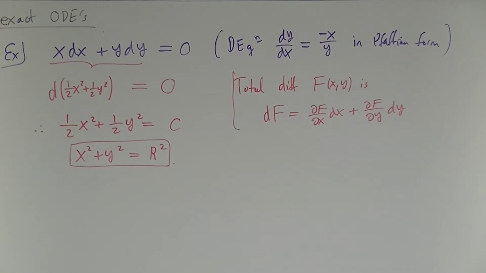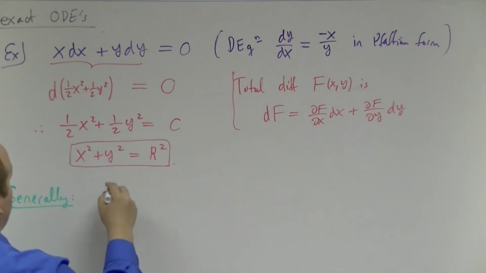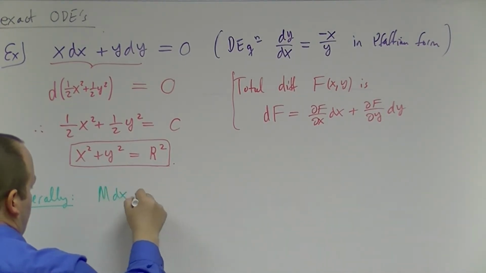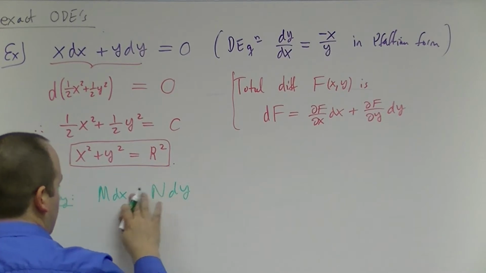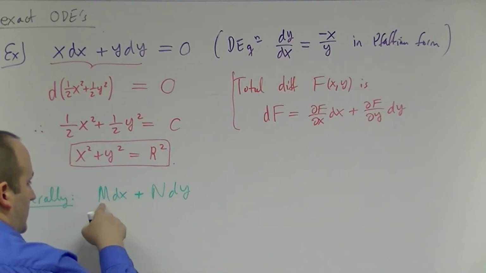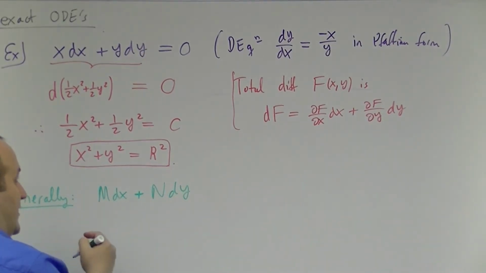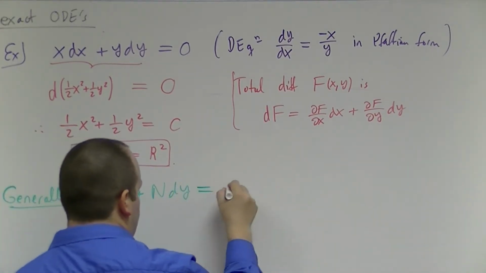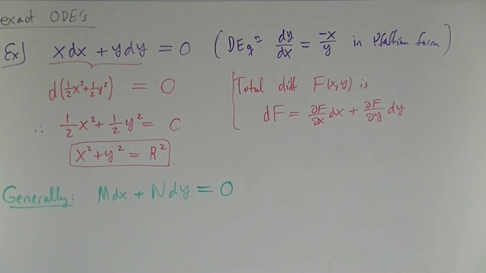Now, the question you should ask is, can you always do this? The answer is no, you can't always do this. So when can you do it, when can't you do it? Let's take a slightly more general approach to understand what's going on here. Generally, you might have something like M dx plus N dy. This is the typical nomenclature used here. Use M for the coefficient of dx, N for the coefficient of dy. Set that equal to 0, that's your given differential equation in Pfaffian form.